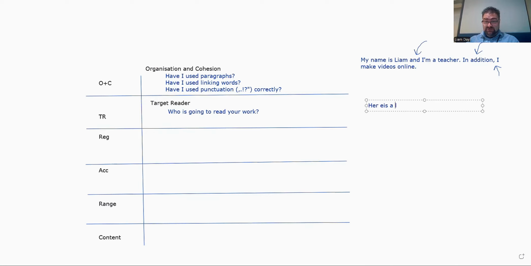Here is a letter from your friend Mark. And then your task is to write a reply to Mark. So you have to think, okay, who is Mark? He is my friend. How do I want him to feel when he reads my letter?